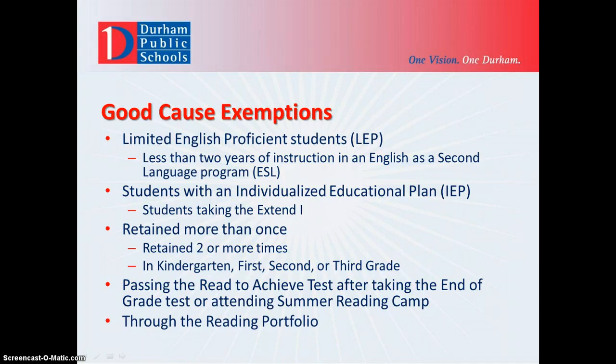Third are students who have been retained more than one time in kindergarten through third grade, meaning they have already been retained twice. These students would be exempt. The next two good cause exemptions need more explanation, but they are passing the Read to Achieve alternative assessment or completing a reading portfolio. We will now discuss the Read to Achieve alternative assessment and reading portfolio in greater detail.